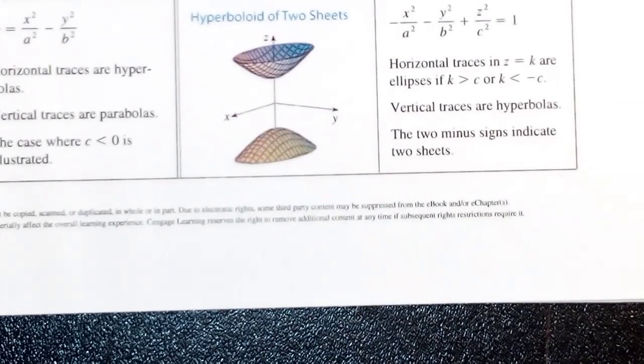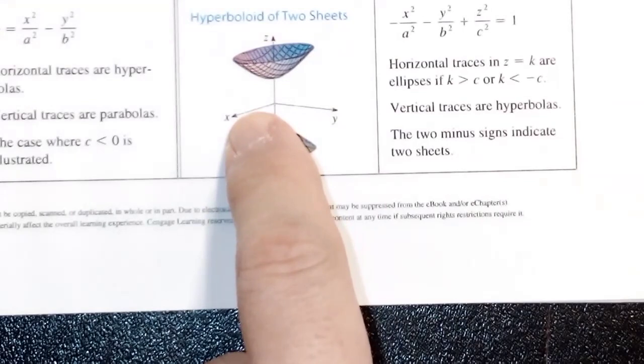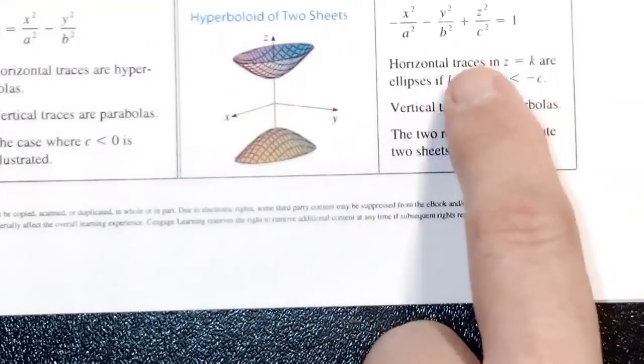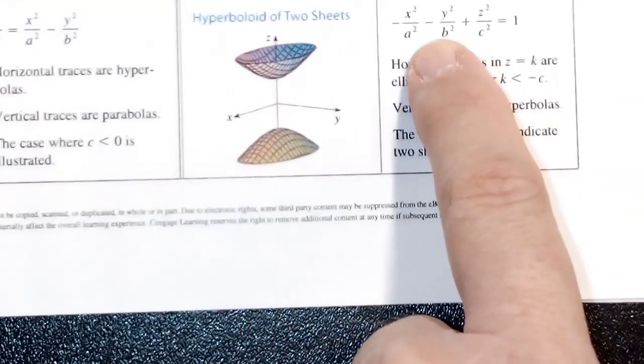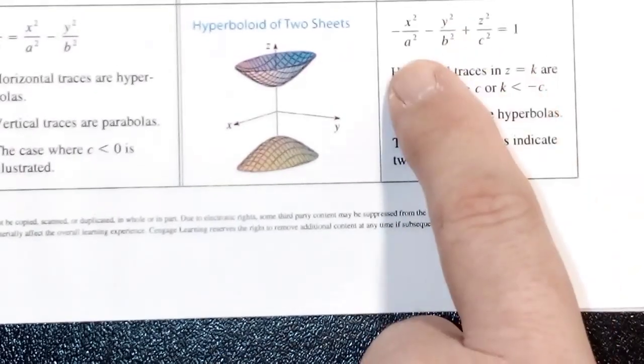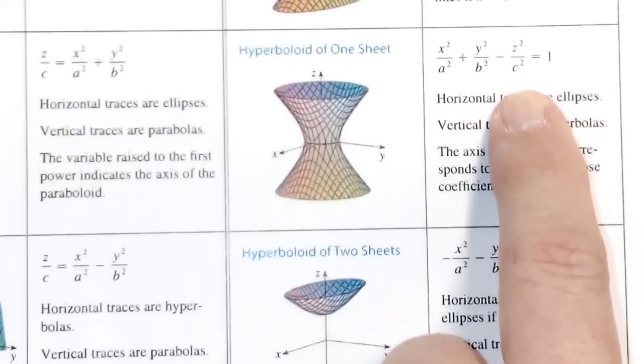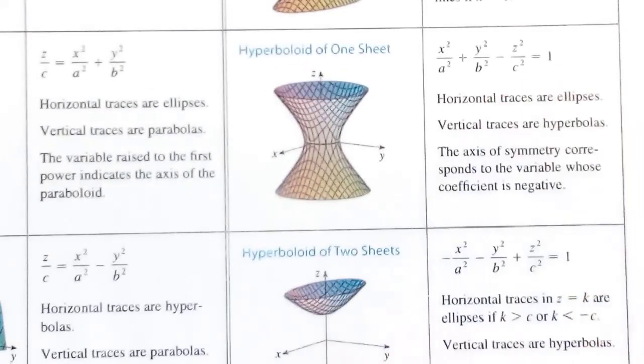Drawing the traces is not easy here because some of the traces will not exist. There's a gap in the middle here. Why? Because there'll be some negatives floating around and you can't take the square root of a negative. Notice only one of these numbers is positive. The other two are negative. Up here, two are positive and one is negative. So the way our signs pair up allows me to tell which kind of quadric I have.